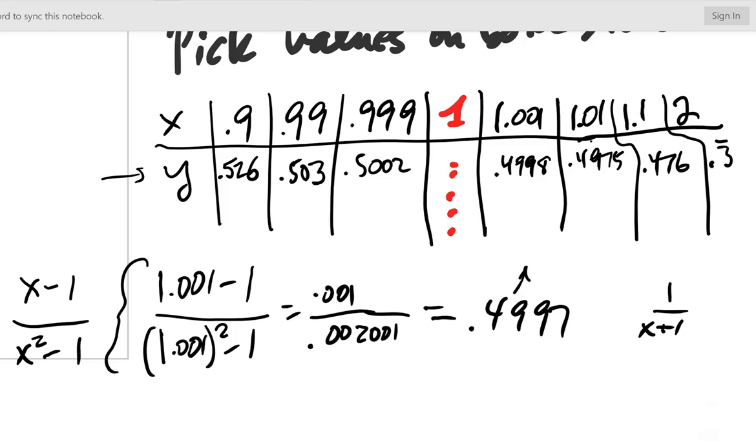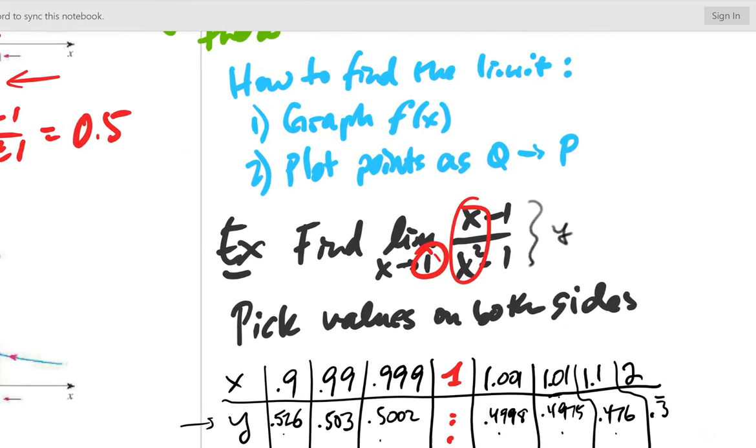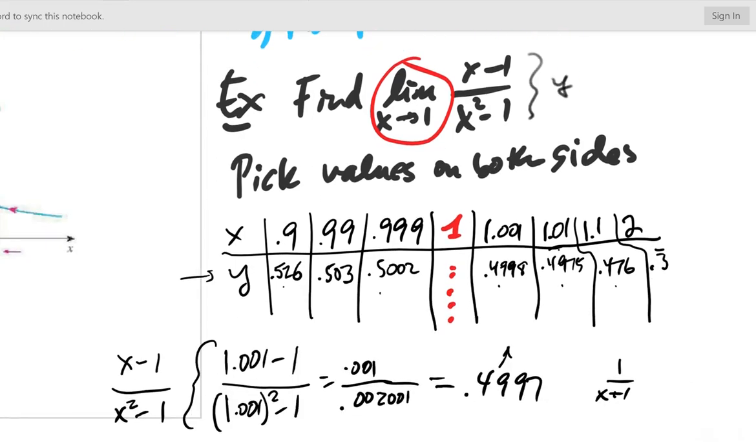So what we have here underneath, all these right here, these are the values of the function on either side of 1. So the limit is as x is approaching 1 here. Okay, we're determining that by picking values on either side of 1.